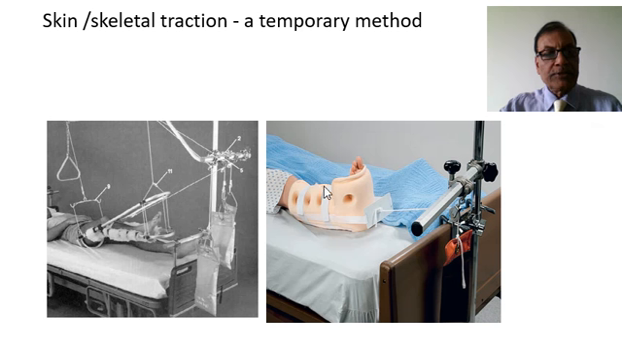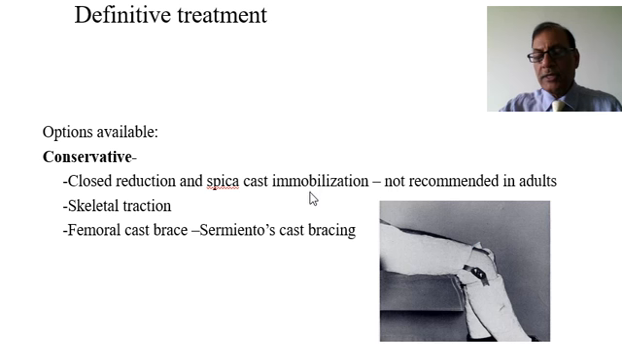This is skin traction, you can see it, a temporary method always, and definitive method could be conservative or operative. Conservative nowadays is not done. Usually it was done in the past, 4 to 6 weeks with the skin or the skeletal traction, and then femoral cast brace, which used to be called Sarmiento's cast bracing. So you free the knee where the knee can be bent and plaster is still in the whole of the thigh and whole of the leg, and patient can walk.